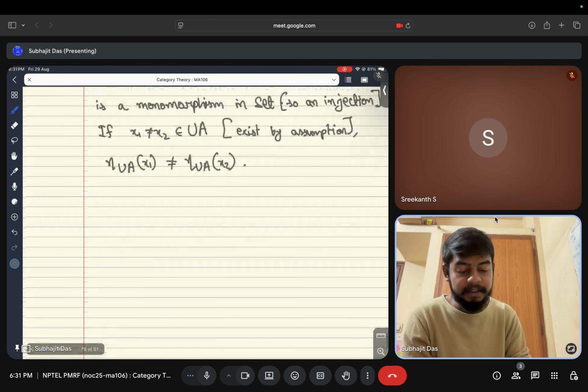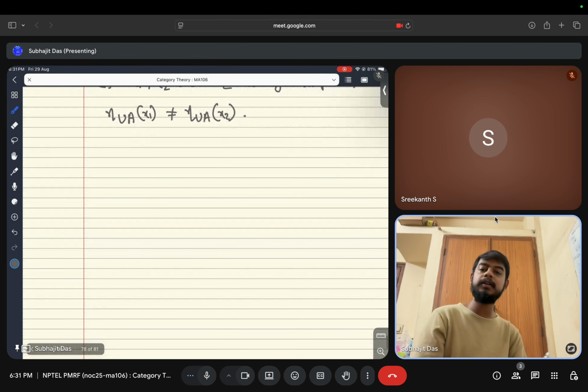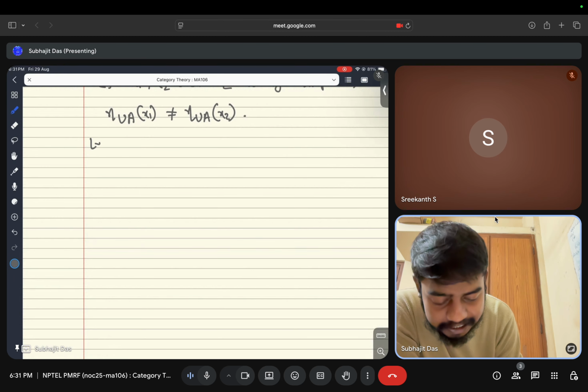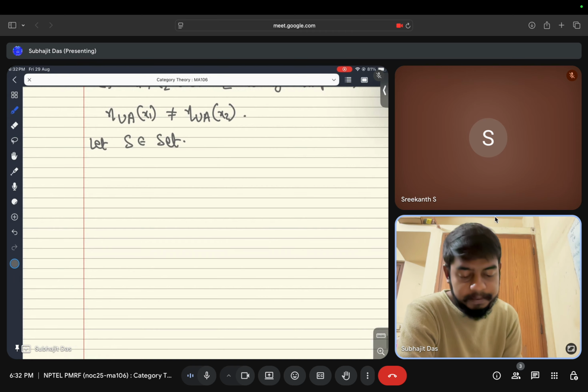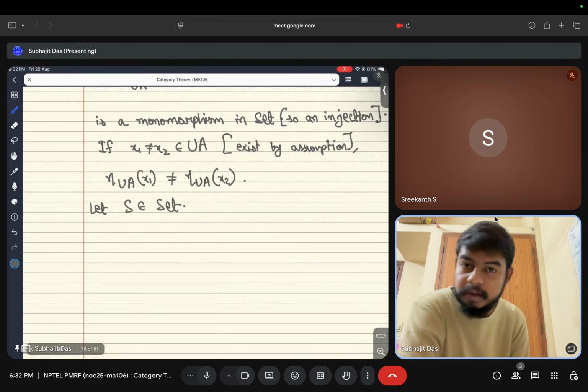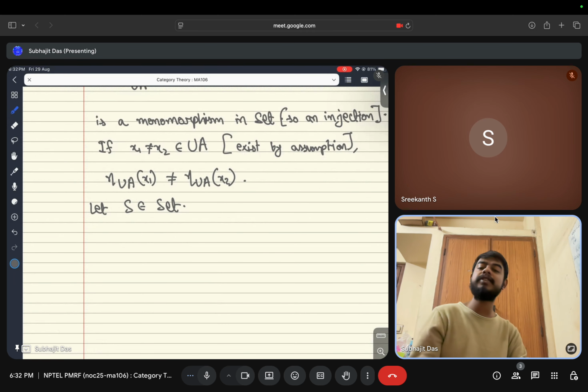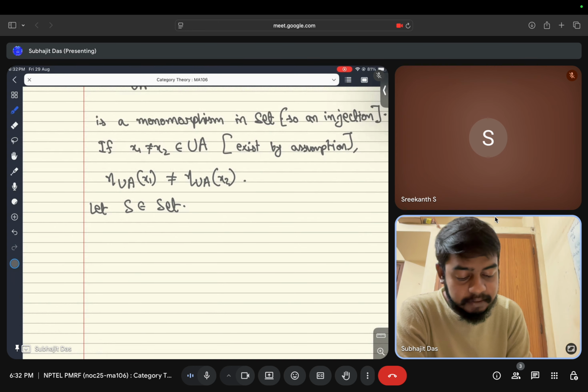That's all, right? So what we would want is to obtain a naturality square which connects eta at S and eta at UA, right? So let S be any set. And we want a naturality square, so we should first start with a map, right? So let S be any set, and we consider the map.